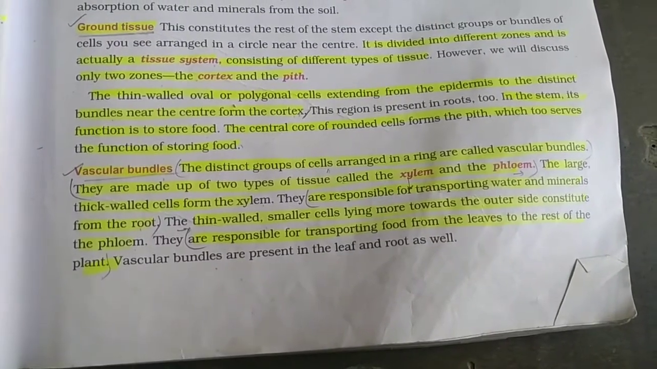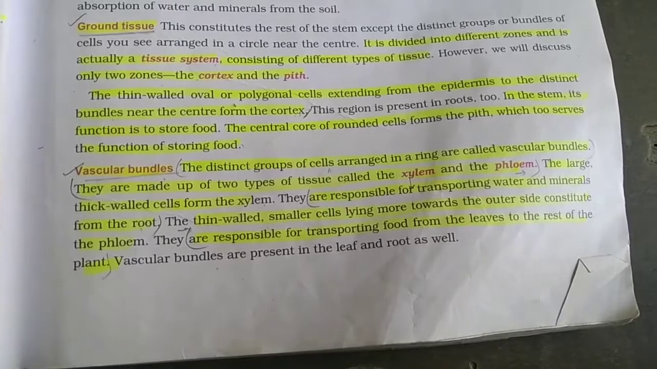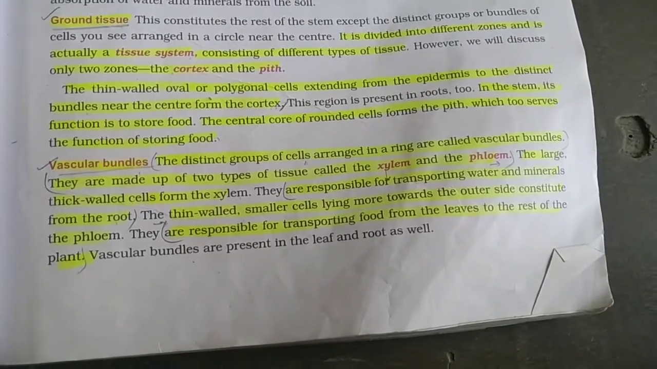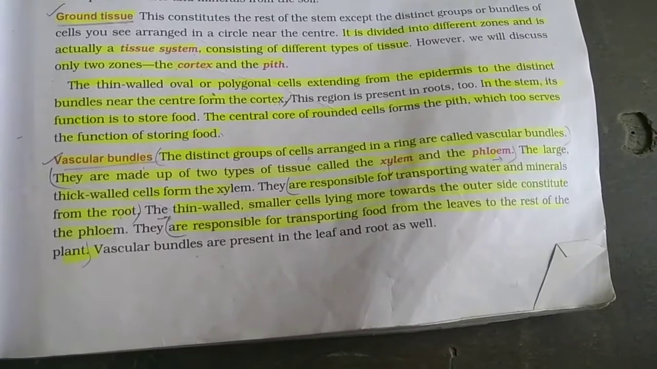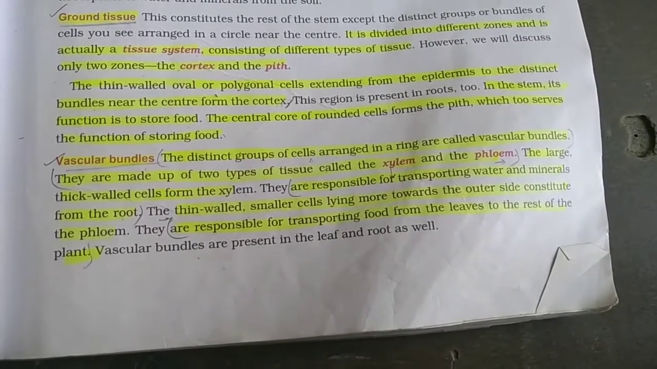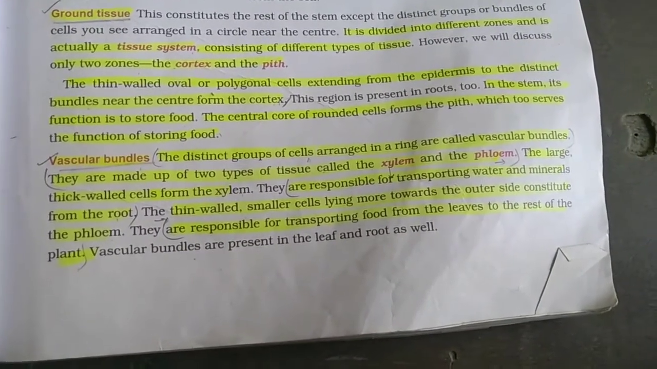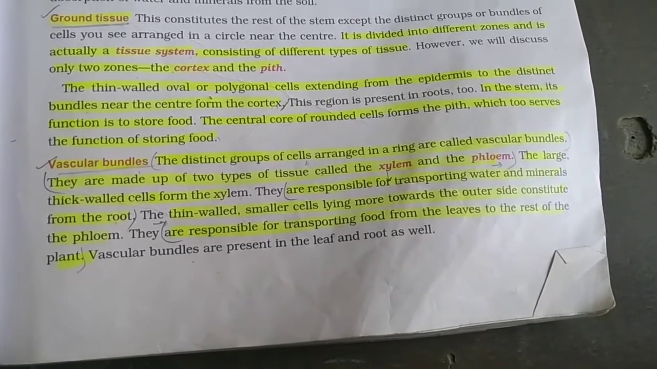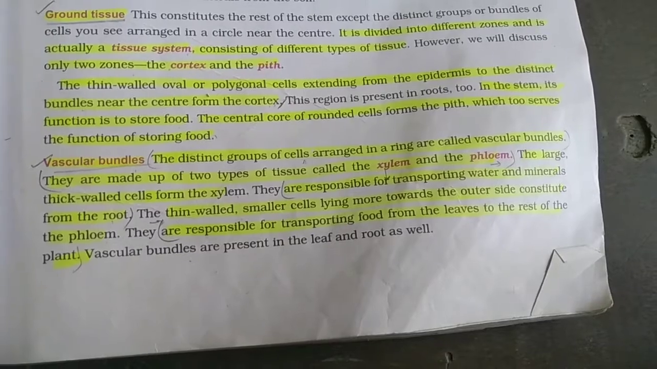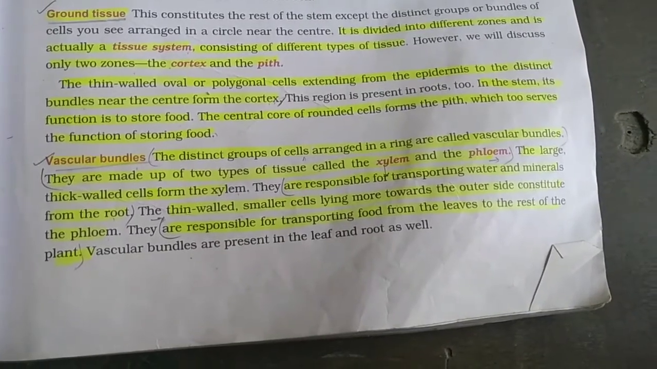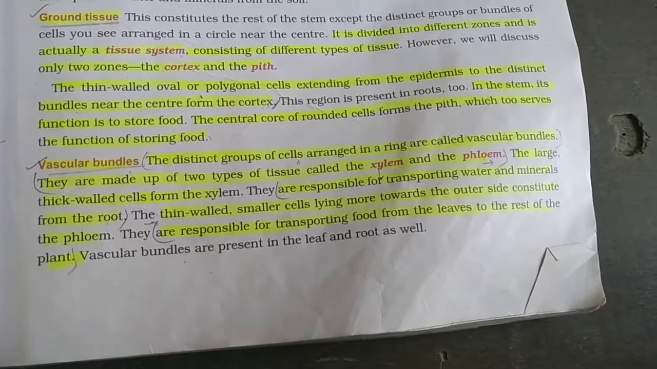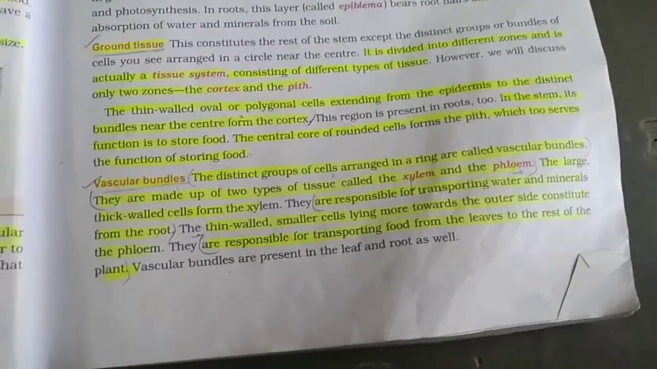They are made up of two types of tissue called the xylem and phloem. The large thick-walled cells form the xylem and are responsible for transporting water and minerals from the root, and the thin-walled smaller cells lying more towards the outer side constitute the phloem, and they are responsible for transporting food from the leaves to the rest of the plant. Vascular bundles are present in the leaf and root as well.